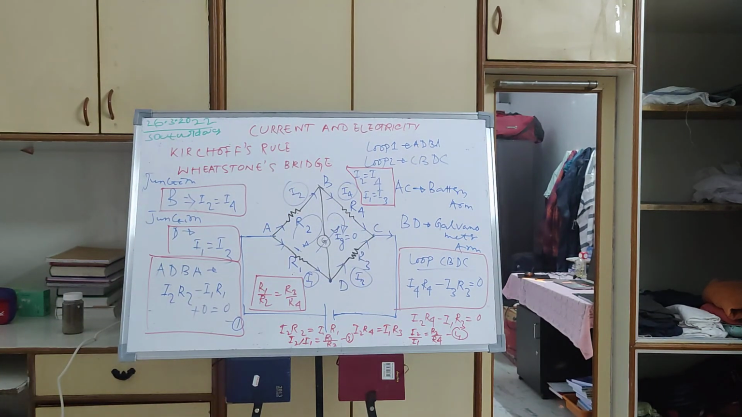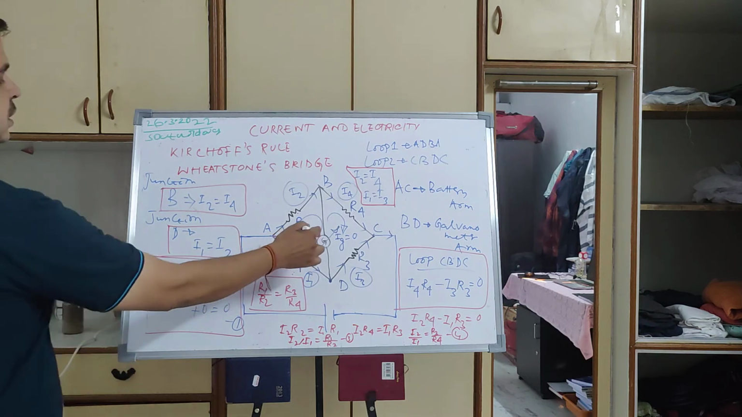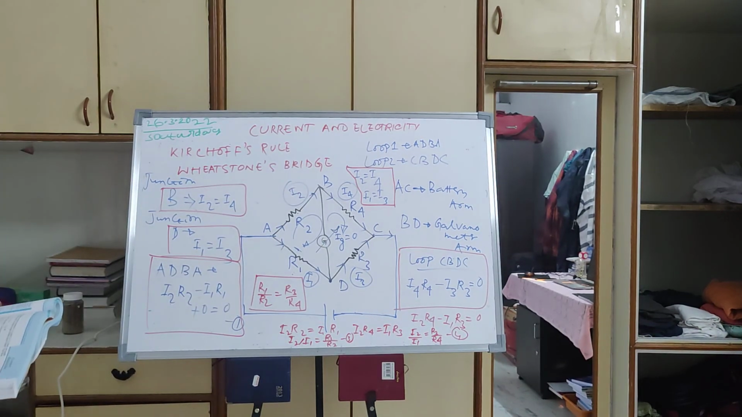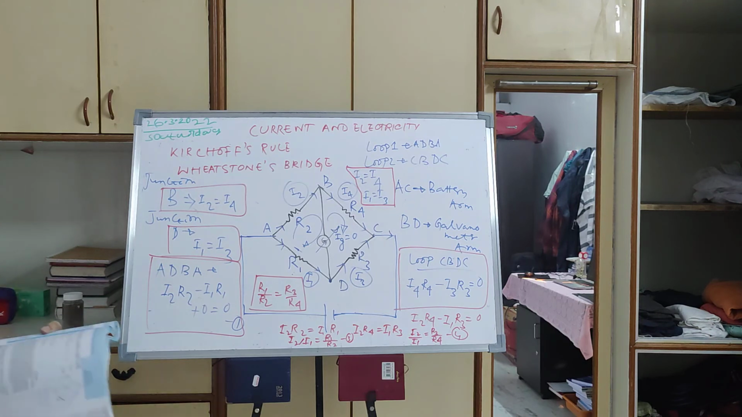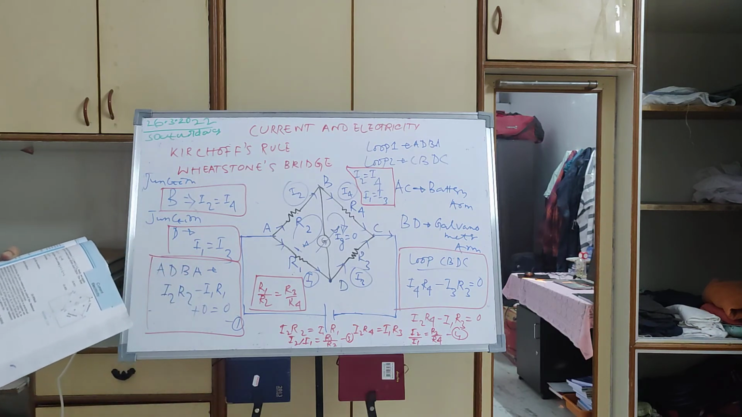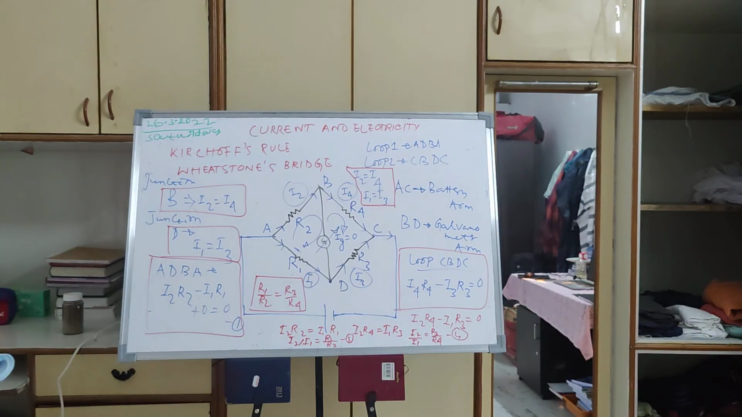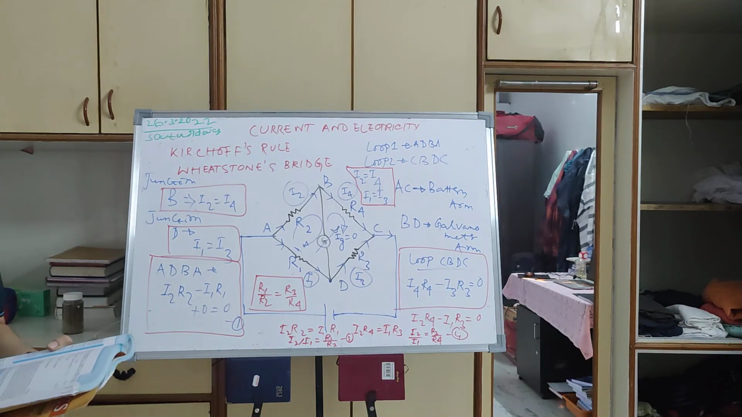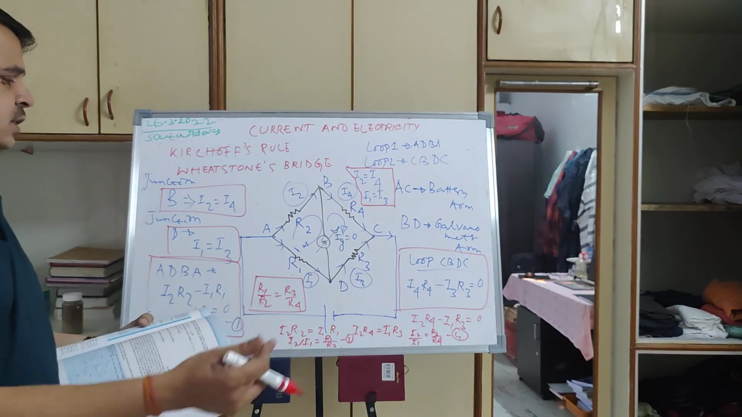So if a numerical is given where the galvanometer has some resistance, say 50 ohm, then you have to consider the galvanometer also. Then again you have to use the loop rule and junction rule and solve it, same as this, but there will be another branch for the galvanometer. So that is your homework.